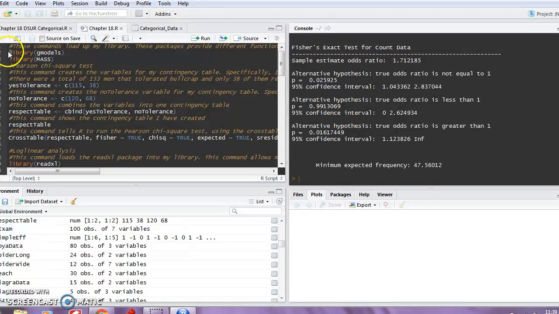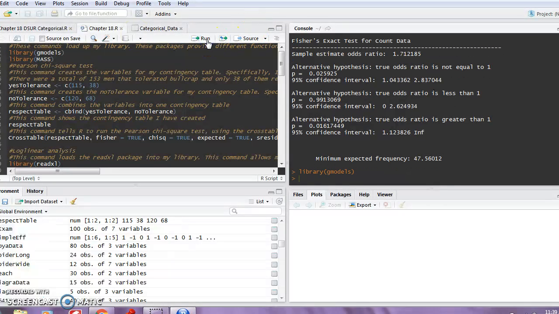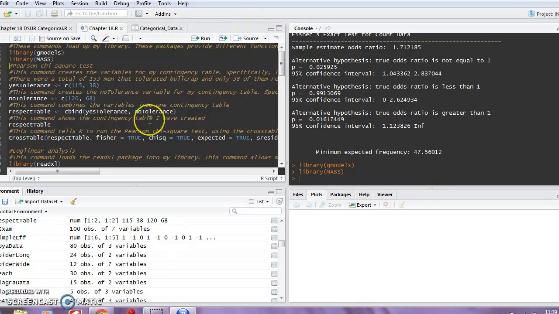So the first thing I'm going to do is load up my libraries. These packages allow me to do different things in R. Specifically, I can create a cross table, I can run the Pearson's chi-square test, and I can do a log linear analysis. Depending on those packages, you can do different things.